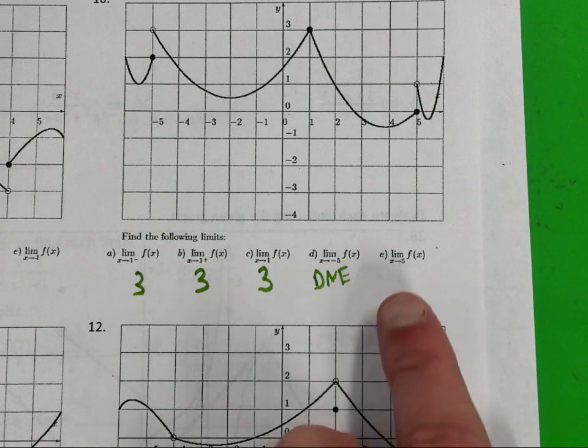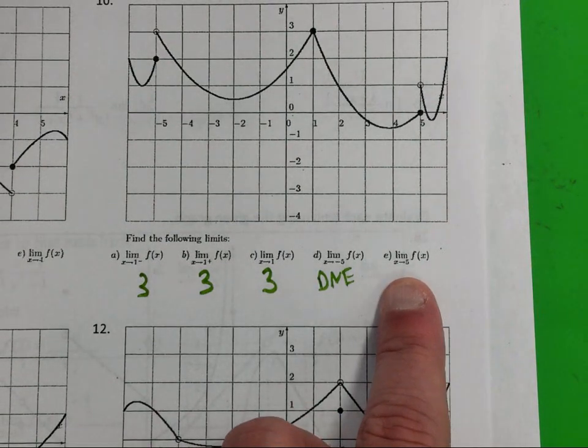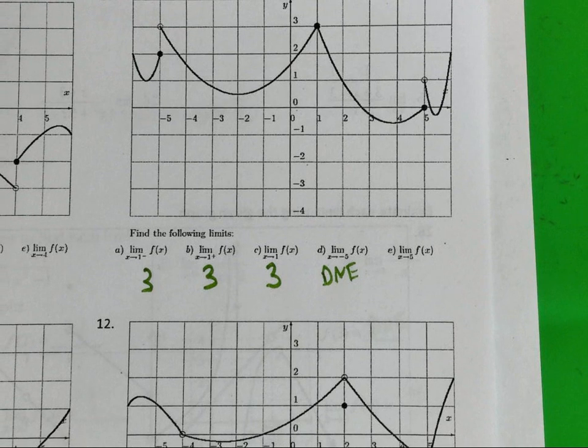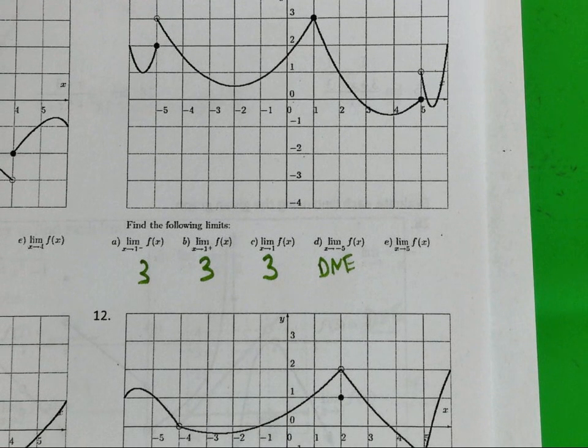E. The limit as x goes to 5. Now there's no plus or minus. So do you have to check both sides? Okay, as I come from the left, 5 is right. As I come from the left, it's approaching what y value? 0. As I come from the right, it's approaching what value? One. Is it the same value? This does not exist. That's as hard as that gets.